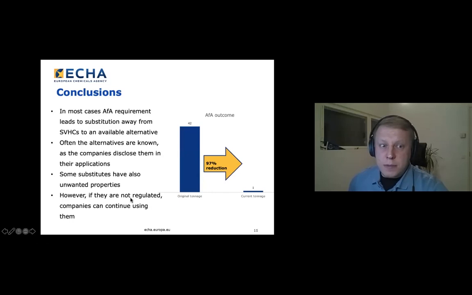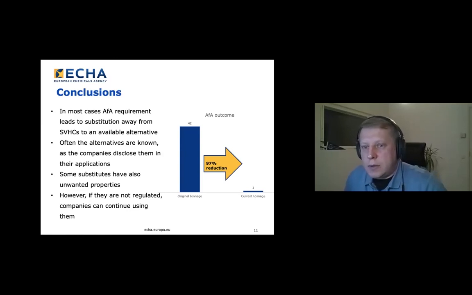However, there are some substitutes that have unwanted properties, but if they are not regulated, companies can continue using them. In other words, a requirement to substitute away from substances of very high concern does not dictate what companies will use as alternatives. They are, I guess, at liberty to select what's the best alternative for them. And if regulators then consider that these are unwanted substitutes, then they need to regulate these substances. And partly for this reason, ECHA is identifying today groups of substances that should be regulated rather than regulating on a substance by substance basis.